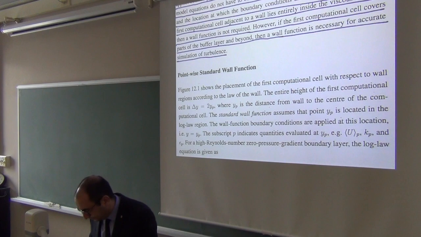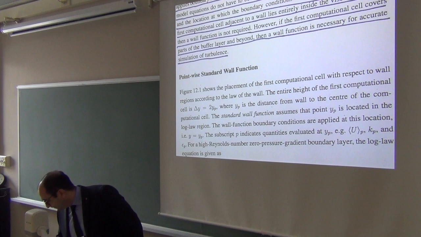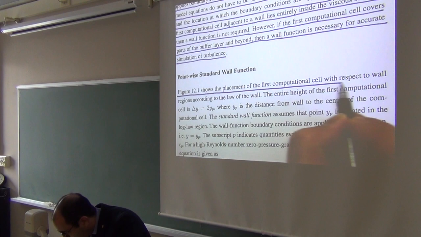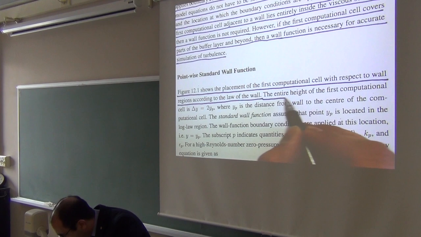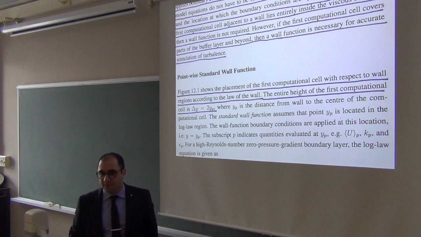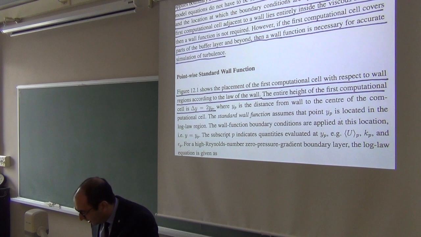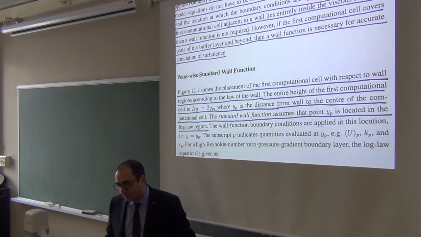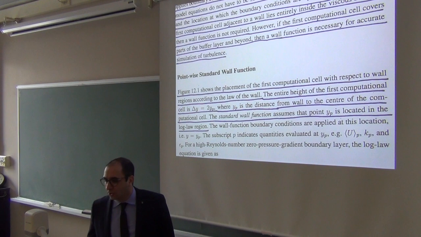I should show you the picture in a moment, but let's underline the important parts of the paragraph. The figure on the next page shows the placement of the first computational cell with respect to wall regions according to the law of the wall. The entire height of the first computational cell is delta y, which is 2 times the midpoint or mid height of the cell. So let's say y sub p is the mid height of the cell. The standard wall function assumes that yp is located at the log law region. The standard wall function comes from the von Karman law, which is the log law.